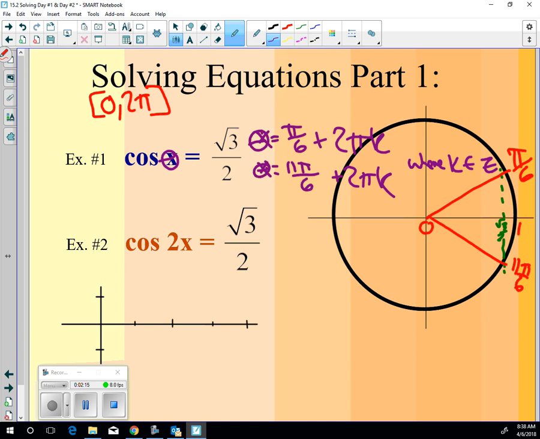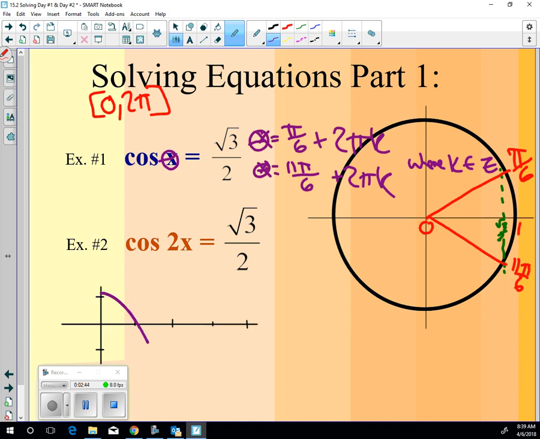This is where it gets good. Now, cosine 2x equals square root of 3 over 2 is an entirely different animal, because hold your finger up here, we're going to make a cosine curve. Goes down, comes back up between 0 and 2 pi. That's one cycle. How many cycles are there if it says cosine 2x? 2. So it's going to go down, up, down, up. All right? Look at what the graph is going to do.